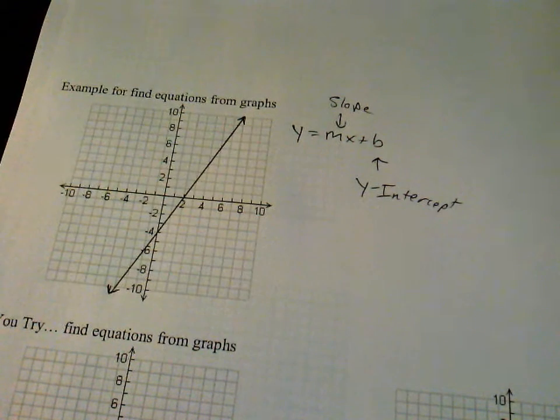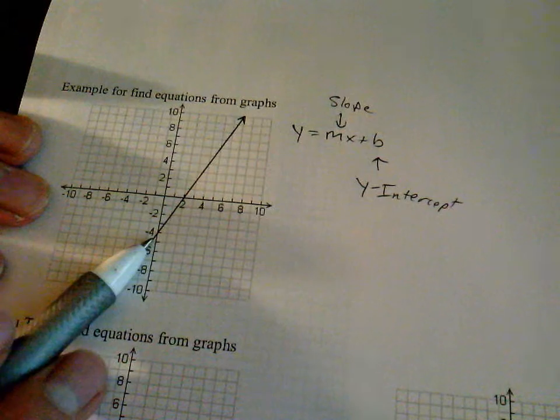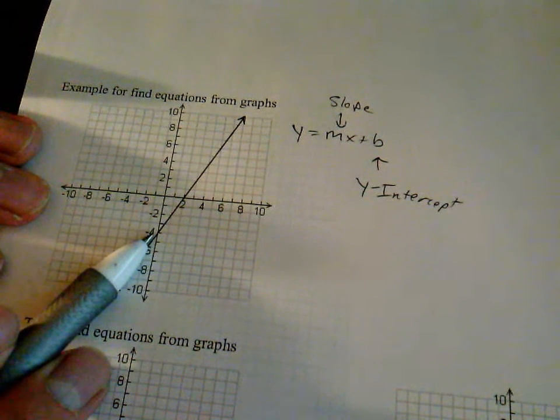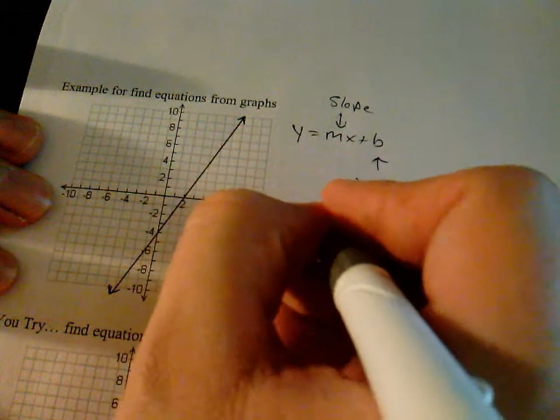Okay, so y-intercept is pretty easy to find. What number is pointed right there? So right there we've got a negative 4. So our y-intercept is negative 4. I'm just going to put y-intercept negative 4. Now let's find our slope.